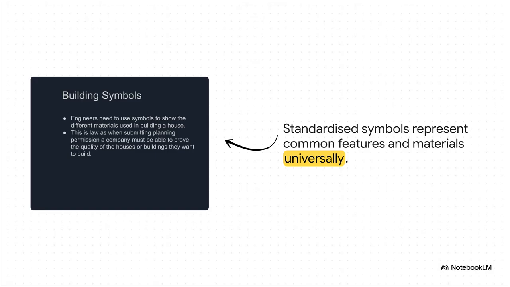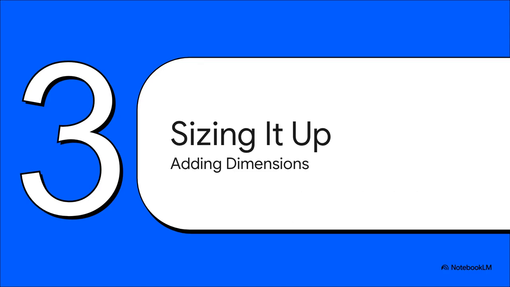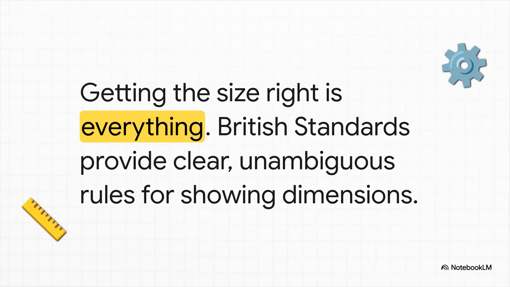And hey, if lines are the alphabet, then you can think of symbols as the words. Instead of having to write out this part has an external screw thread or this wall here is made of brick, we just use a standardized symbol. It's way more efficient and, you guessed it, totally universal. All right, so we've got our letters and we've got our words. Now it's time to build some sentences. And in the world of technical drawing, that means adding dimensions.